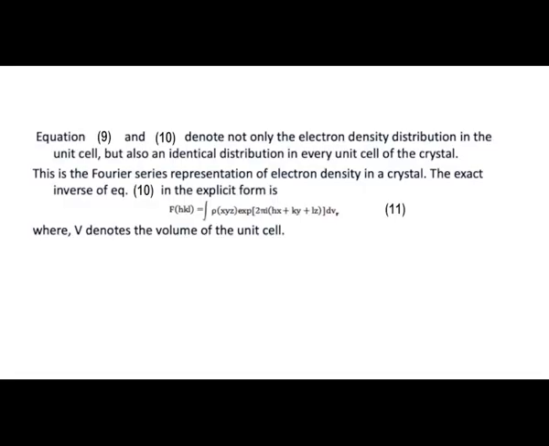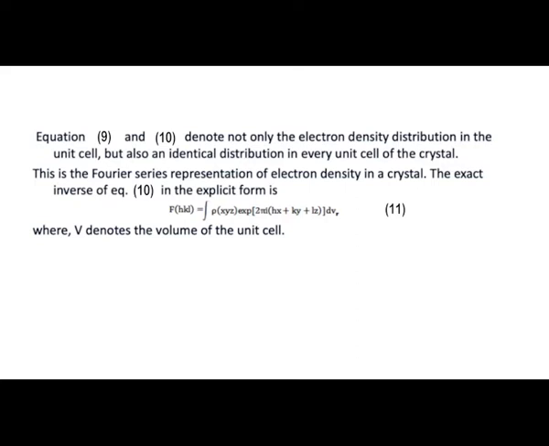That is the relation between the mathematics and biophysics. Equations 9 and 10 denote not only the electron density distribution in the unit cell, but also an identical distribution in every unit cell of the crystal. Then if you look at the crystal, as I told you from the beginning of the lectures, in crystallography for diffraction quality, we need a single crystal of dimension 0.2 millimeter in length, 0.2 millimeter in breadth, and 0.2 millimeter in thickness. So this small 0.2 millimeter cube volume of the crystal will contain millions of unit cells. That's why I'm saying every unit cell of the crystal has identical distribution.